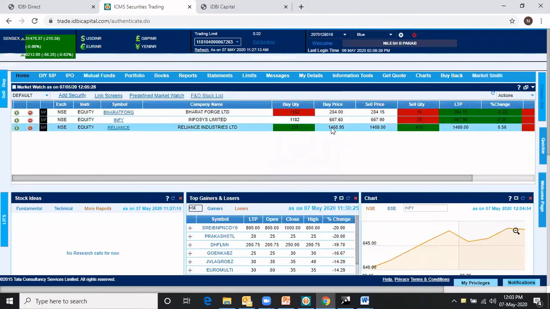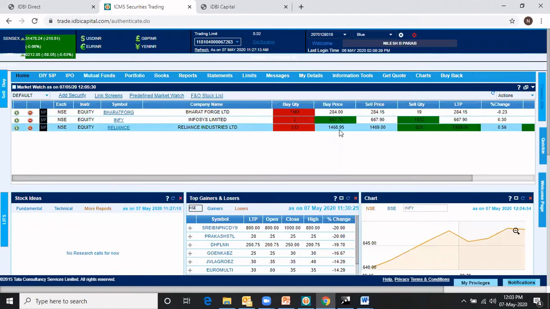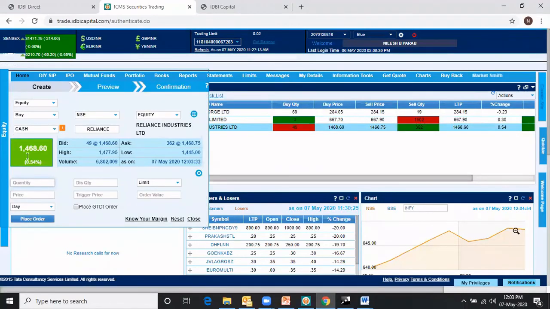It's trading at say 1468. Okay, but I don't want to buy now at this price, and I don't know at what day that price will come. But I want to buy, say, suppose 10 quantity at the price of say 1300, and I'll say place GTDT order.